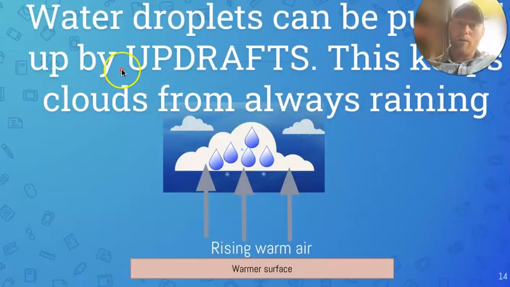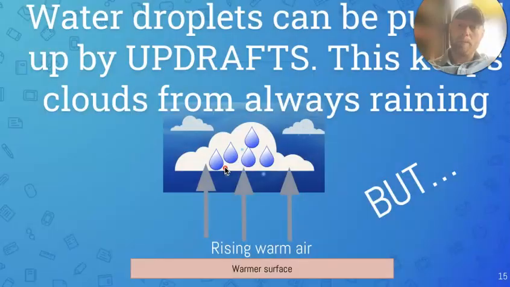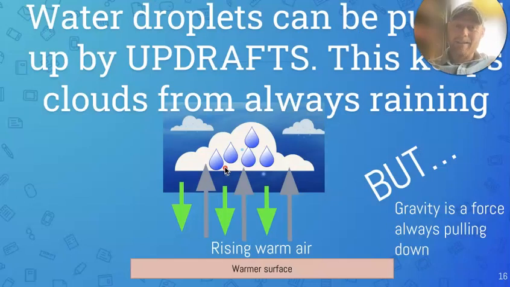So water droplets, as they condense, can be pushed up by updrafts. This is what keeps clouds from always raining. Clouds are made of small water droplets in the sky. They are not always falling because warmer air is pushing them up and keeping them up in the air. But something is also pulling them down.